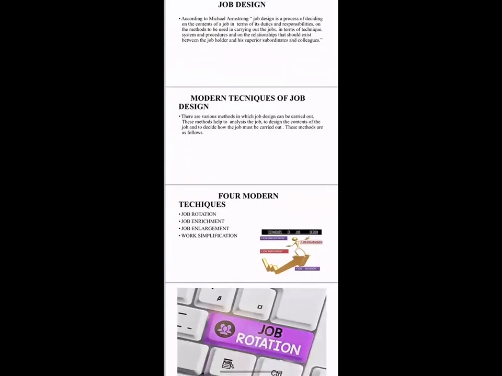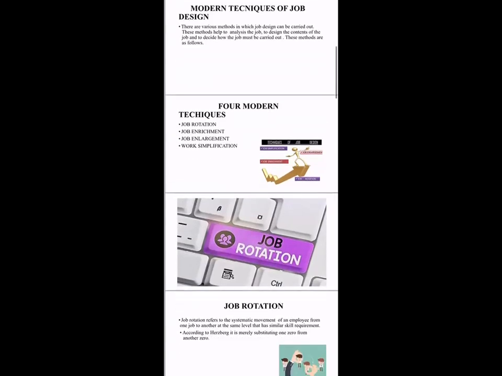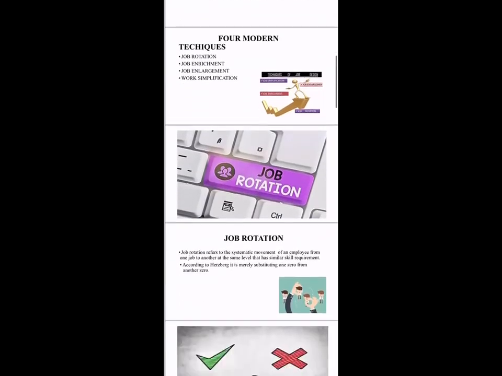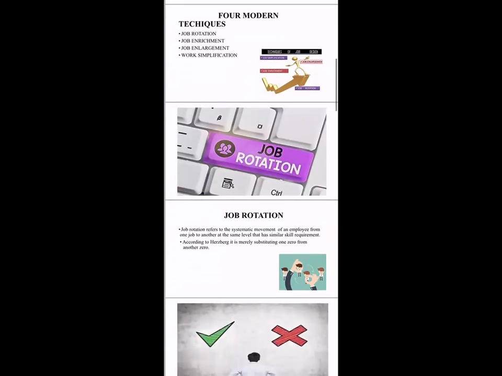Moving on to modern techniques of job designing. There are various methods in which job designing can be carried out. These methods help to analyze the job, to design the content of the job, and to decide how the job must be carried out. There are four methods of modern job designing. Let's see them one by one in detail, starting with job rotation. Mehak, can you read it?